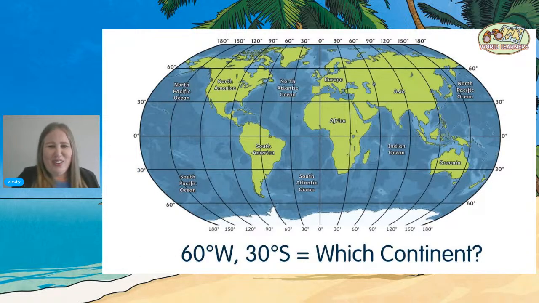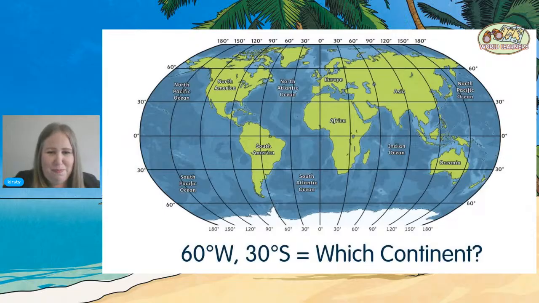Let's move on. Right. Let's recap our longitude and latitude. Can you tell me which continent is 60 degrees west and 30 degrees south? Do you remember when we worked all these out? You did brilliantly at these. But which continent? Classic Kirsty. Sorry, everybody. Getting myself confused.